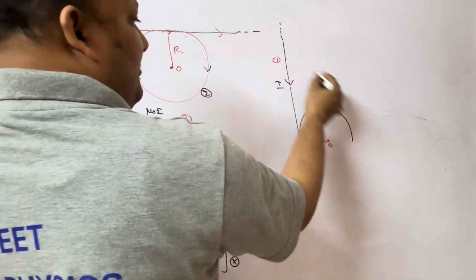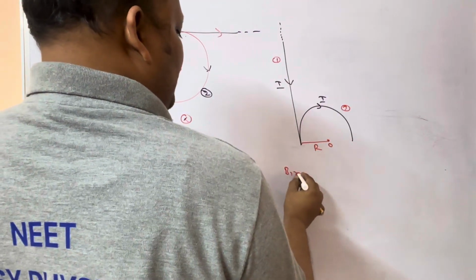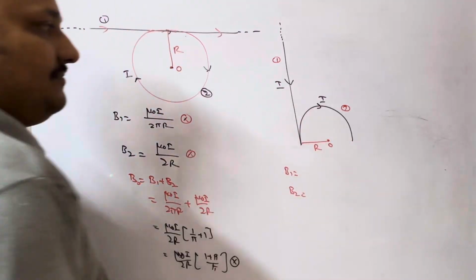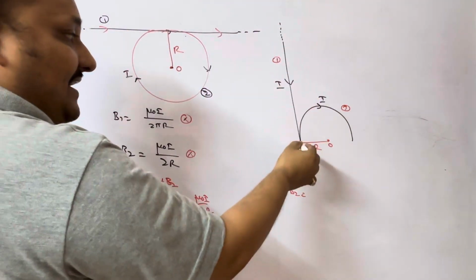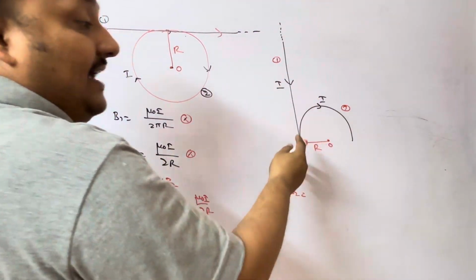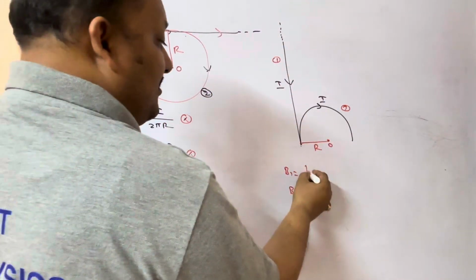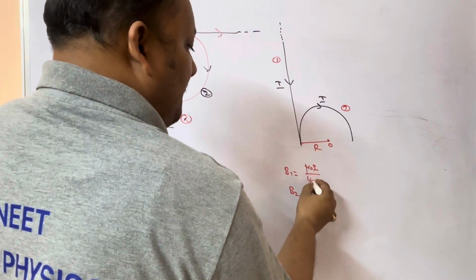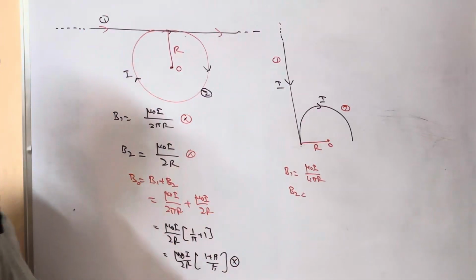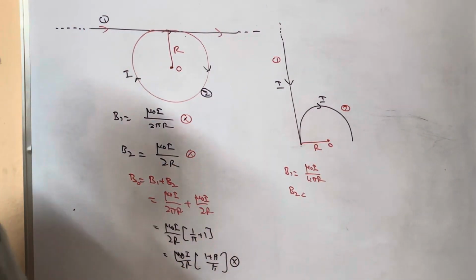Now, this one we can take 1. What is 1? B1, B2. So, for this infinite wire, this point is at one end. At one end, because of infinite wire, what we got? Mu naught I by 4 pi r. Already we discussed in previous classes.